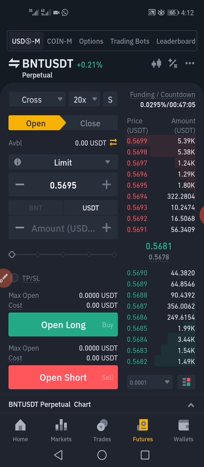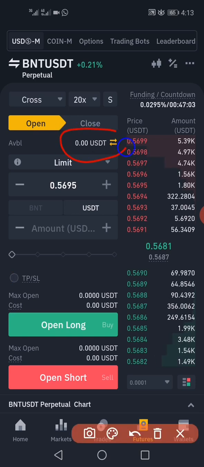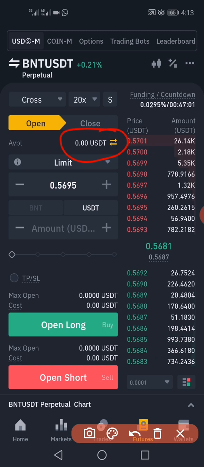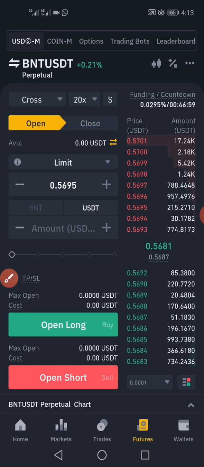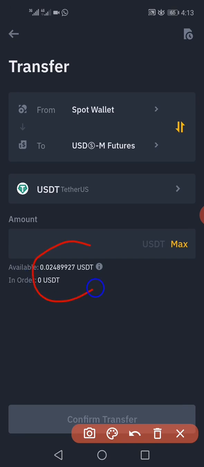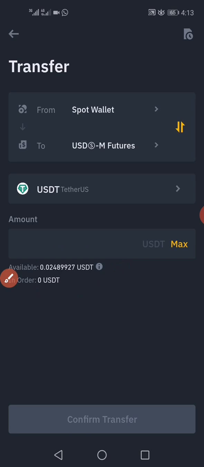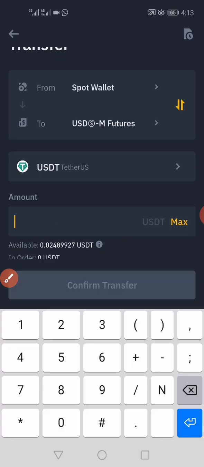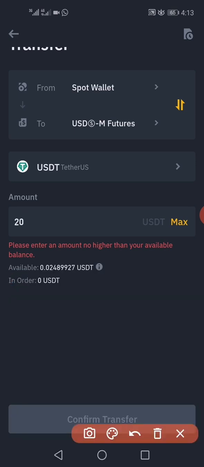So here, that you see 00, is where you are going to deposit money to trade. If you click on this double arrow, it says transfer money. So you transfer from your spot. For example, in my spot wallet, I don't have enough USDT. Okay, but supposing I have enough USDT, all I need to do is type in the amount I want to transfer. Let's say $20. Okay, or here, let's say this is what I have.